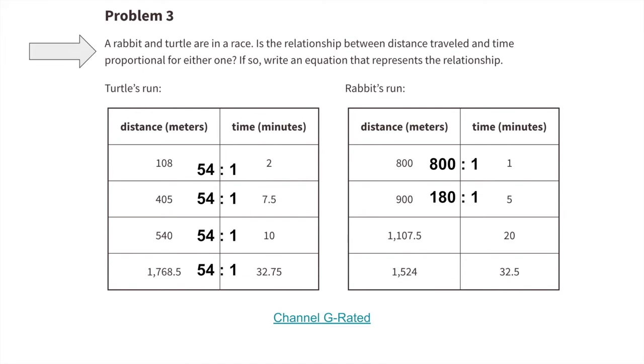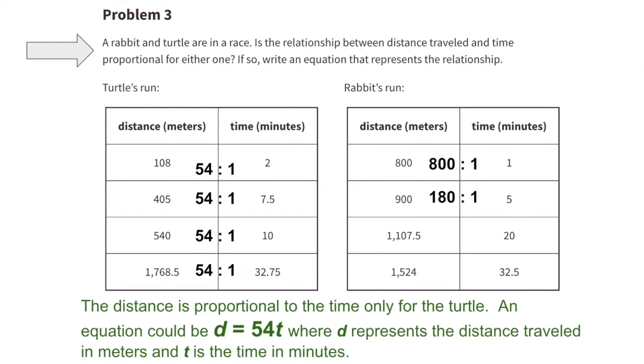So now we need to write an equation that represents the relationship of distance and time for the turtle's run. The distance is proportional to the time only for the turtle. An equation could be d equals 54t, or d equals 54 times t, where d represents the distance traveled in meters and t is the time in minutes.